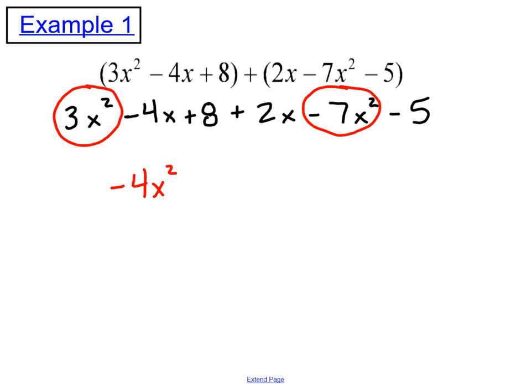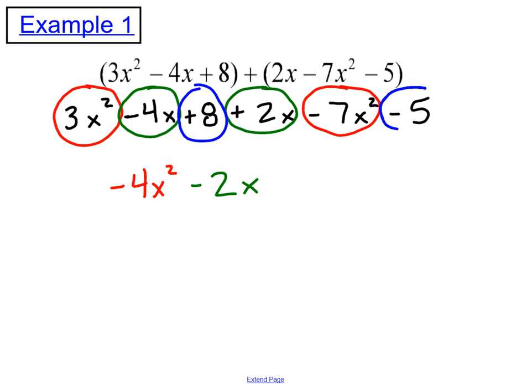Next, I have my x's. So I have negative 4x and I have positive 2x. So negative 4x's plus 2x's is negative 2x's. I have positive 8 and negative 5. 8 minus 5 is a positive 3. I have no more like terms that I can combine, so I am actually done with that problem. That's my final answer.